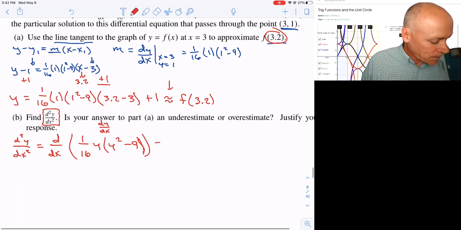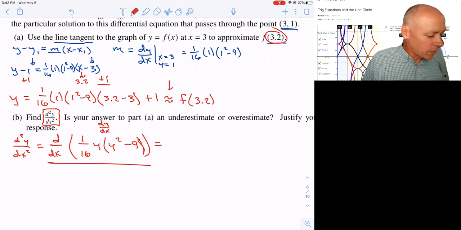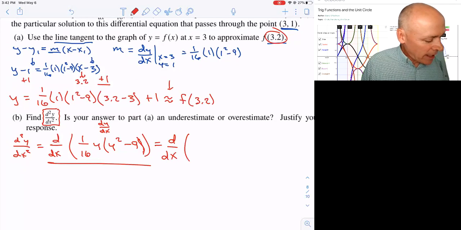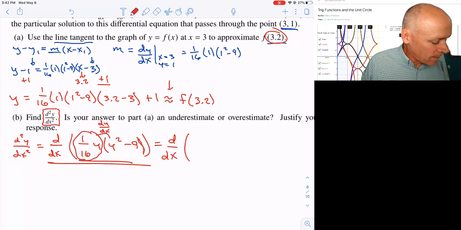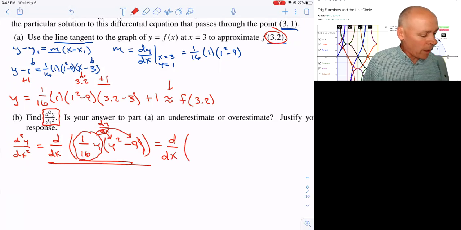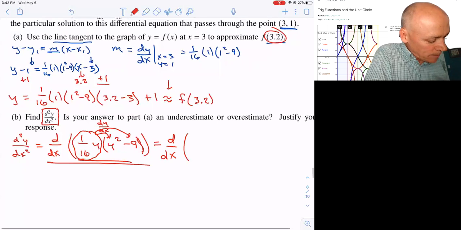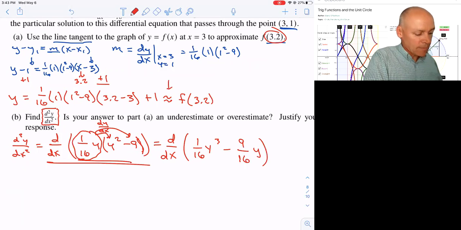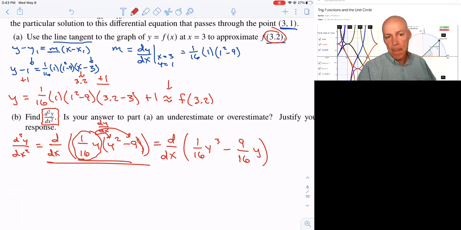So what I'm going to do, I'm just going to rewrite the right side. So I'm still doing d/dx, okay? But now here's my rewrite. I'm just going to distribute that over that quantity. So that's going to become, I'm going to write it as 1/16 y cubed minus 9/16 y. Okay, you see that rewrite?